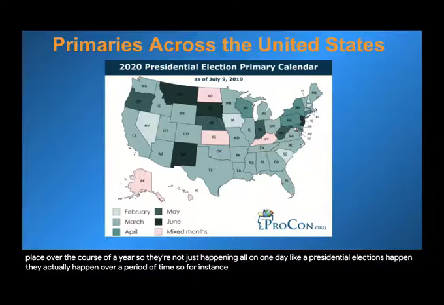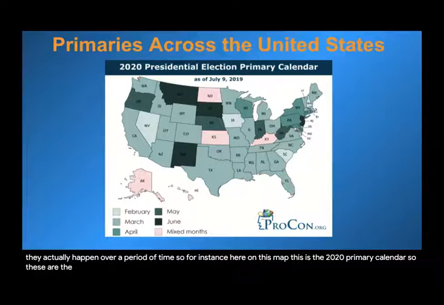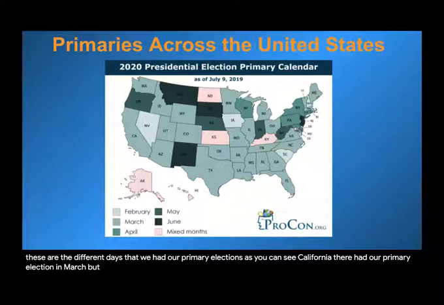So, for instance, here on this map, this is the 2020 primary calendar. So, these are the different days that we had our primary elections. As you can see, California had our primary election in March, but some started as early as February and some went as late as into June for their primary elections.